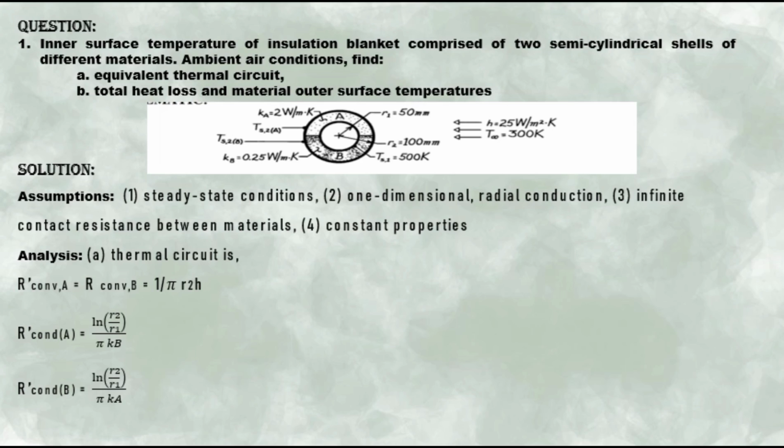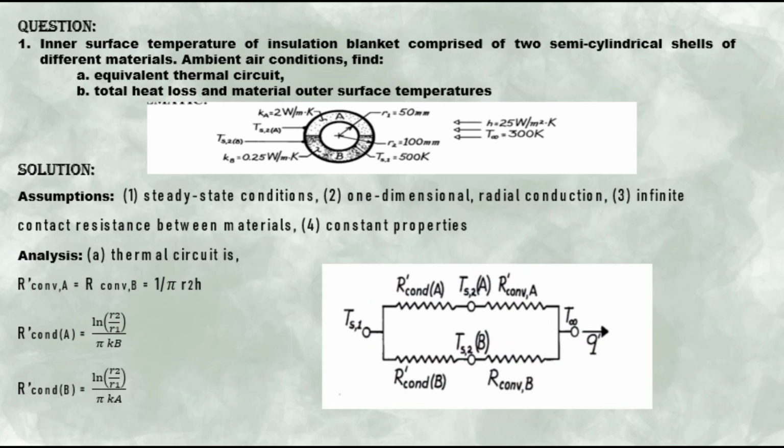For the conduction thermal resistance A, we have ln of R sub 2 over R sub 1, all over pi multiplied by K sub B. And for our conduction thermal resistance B, we have ln of R sub 2 over R sub 1, all over pi multiplied by K sub A. And we have here the illustration.